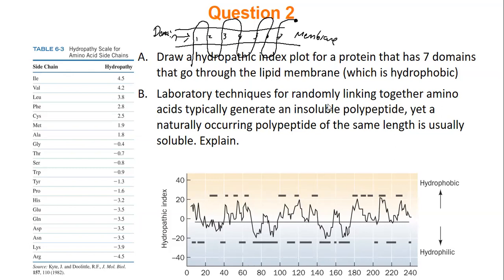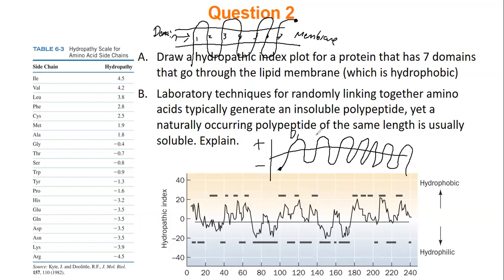Unfortunately, I can't really see your plots, which is not ideal, but let me draw what you should have got. Oh, that's not a straight line, but that'll do. So positive numbers, hydrophobic. Negative numbers, hydrophilic. We start, the N-terminus is in the cytoplasm, or it could be on the outside of the cell. But so it starts in our cytoplasm. Here's domain 1 going through the membrane. Then we go outside the membrane. Domain 2, domain 3, domain 4, domain 5, domain 6, domain 7. So I'm going to call that D1, 2, 3, 4, 5, 6, 7.